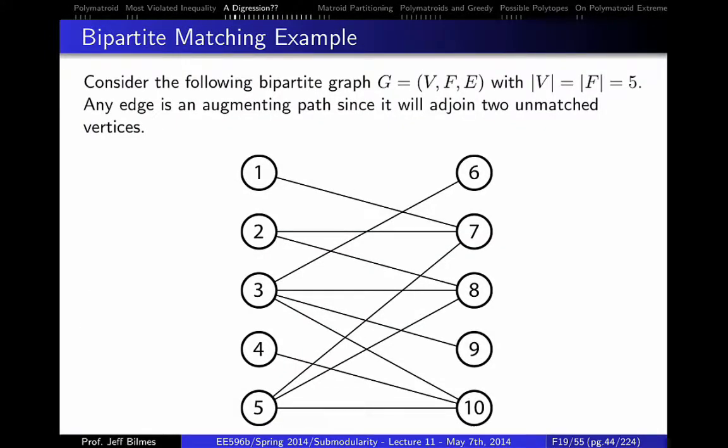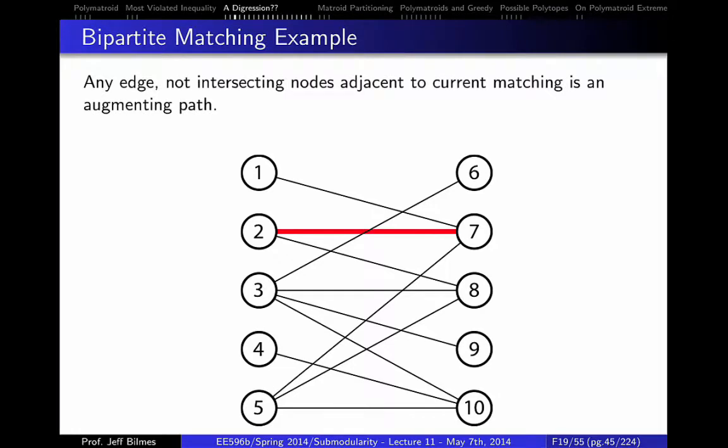Okay, so here's an example. Here's a bipartite graph. We've got 5 vertices on both sides. V is the left set and F is the right set. Any edge is an augmenting path, right? Because it joins two unmatched vertices. So let's just take 2, 7. That's an augmenting path. If we then replace the empty set with the red edge, then that's a matching. Is it a maximum matching? No, but it's a matching.